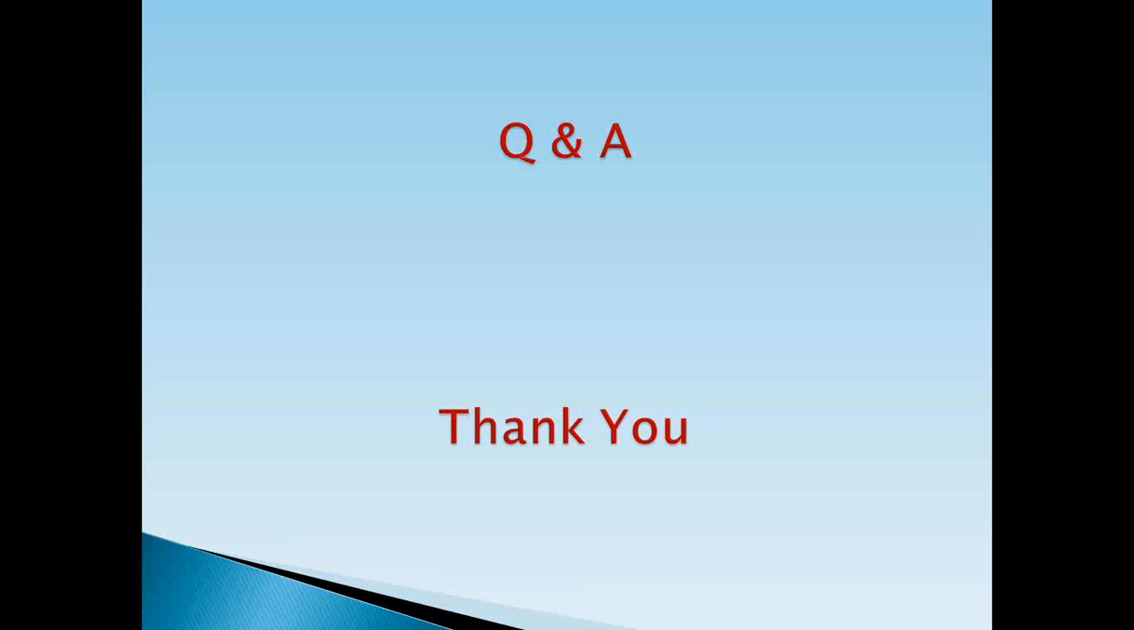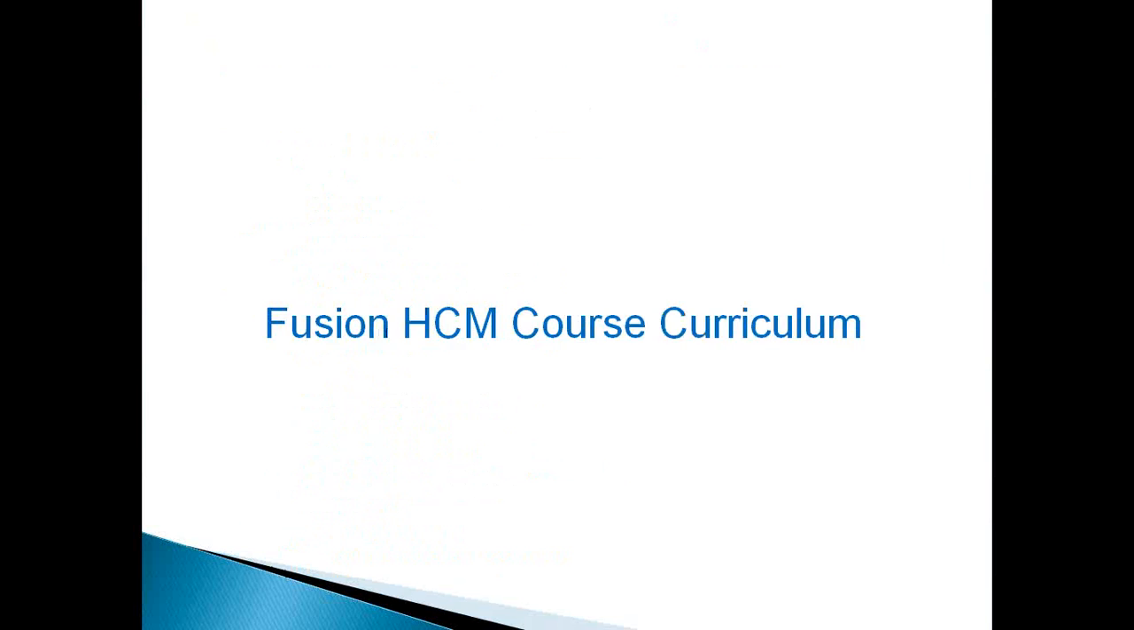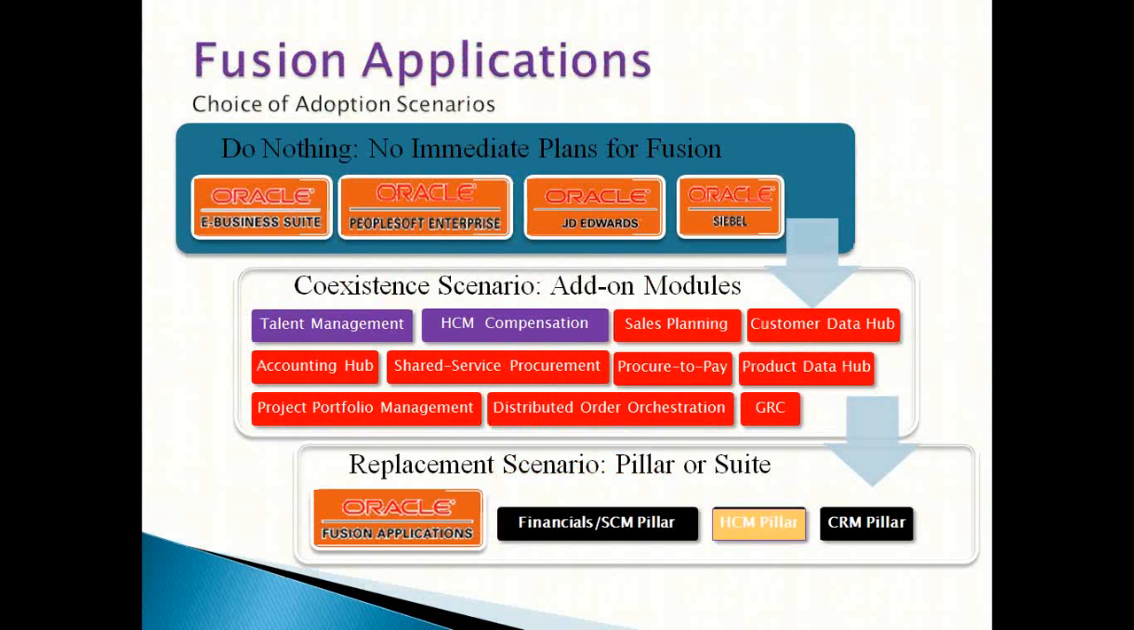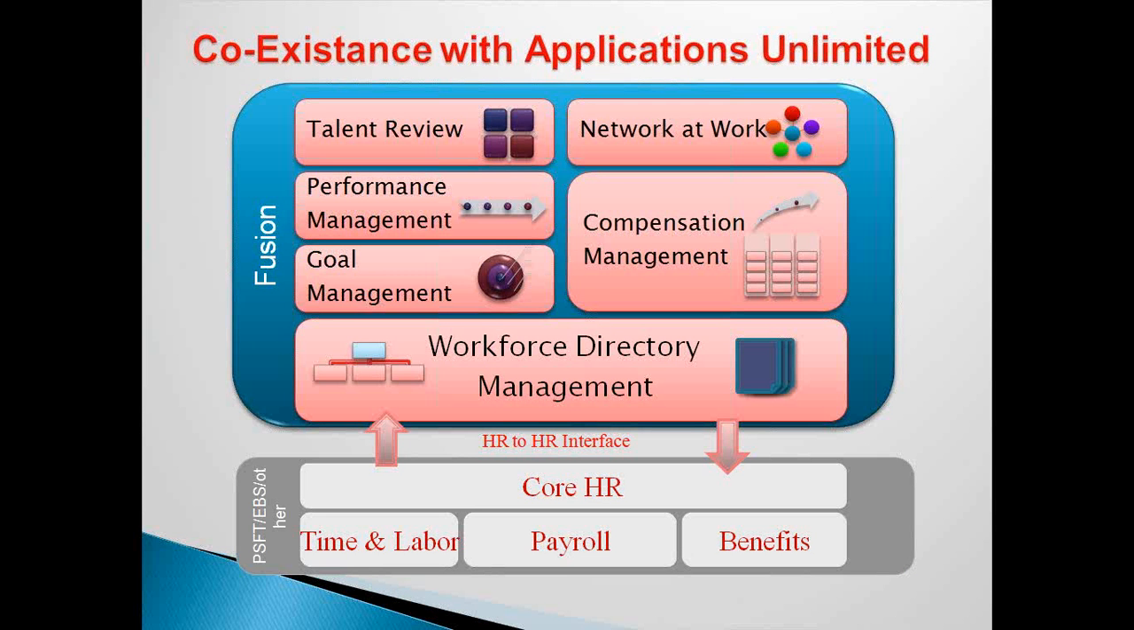In a coexistence scenario, there will be HR to HR integration. Probably I'll show you that slide once again. Your core applications may be like R12 or PeopleSoft 9.1 or 9.2, whatever the case may be. Your employees will exist in your core HR application, whereas you are integrating the Fusion Performance Management. So there will be an HR to HR interface, through some data warehouse, something they call it.